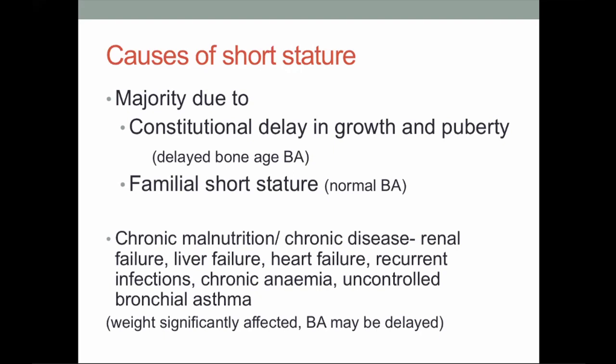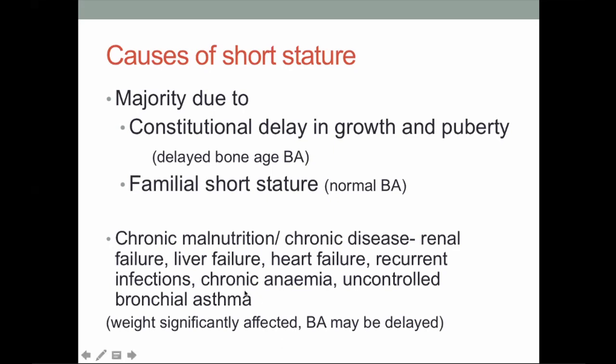So the condition where you see that is constitutional delay in growth and puberty. This child is constitutionally a slow grower. There's nothing wrong with this child, but he's growing or maturing more slowly than others. It's a normal variation. So their bone age reflects their height age. For instance, you may have a 10-year-old whose height is about that of a 9-year-old, and his bone age also will be 9 years. He'll be a slow grower, and he will go into puberty a little bit later than his peers. Right? So that is what you call constitutional delay. There is no reason for it.